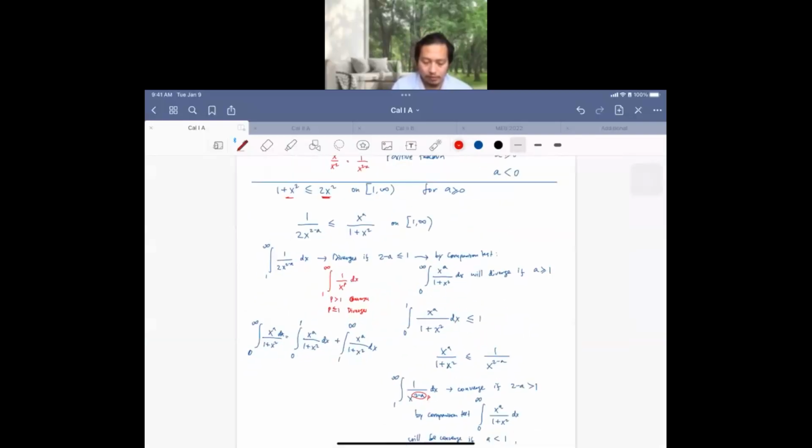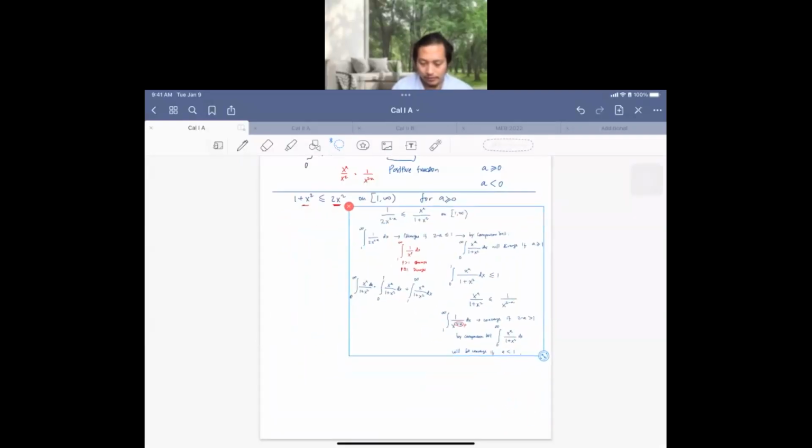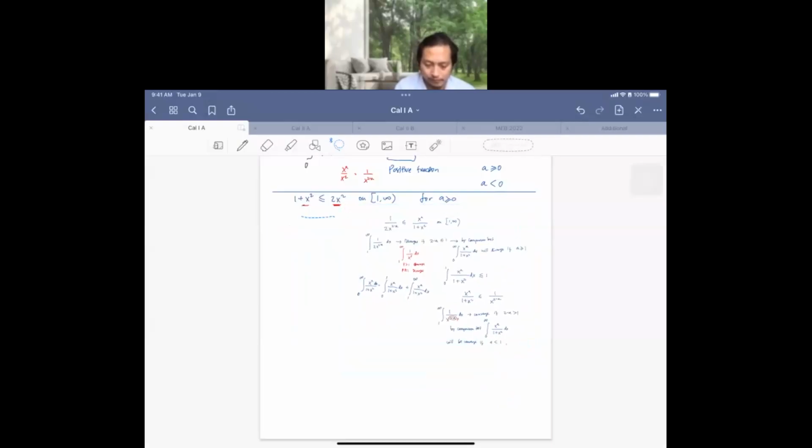Okay, let me wrap up this and let me resize all the way here. Resize also.